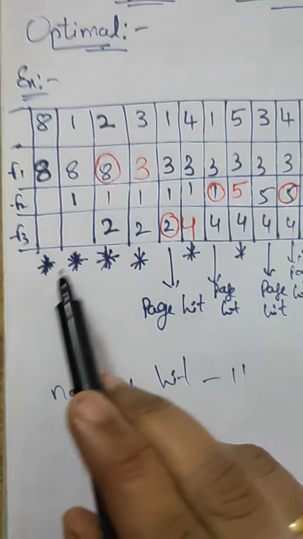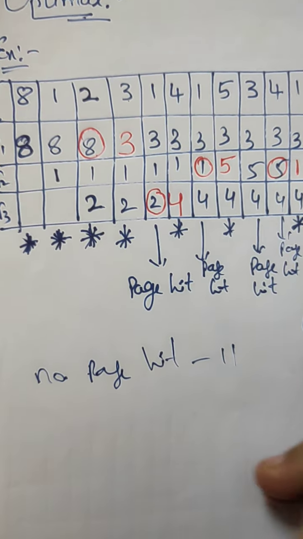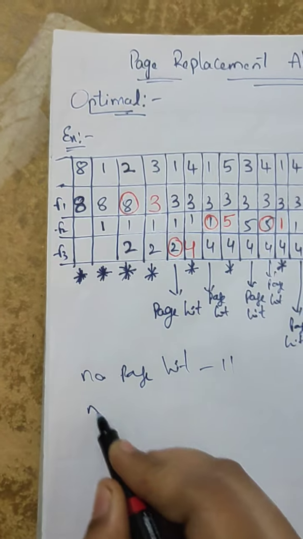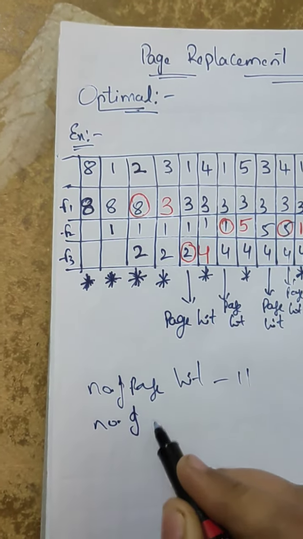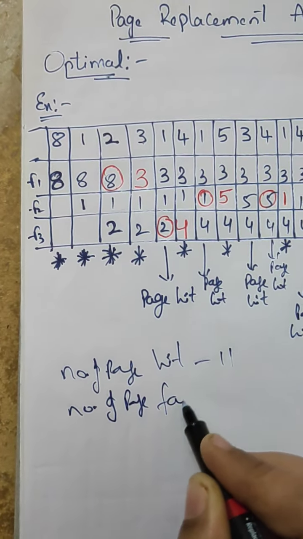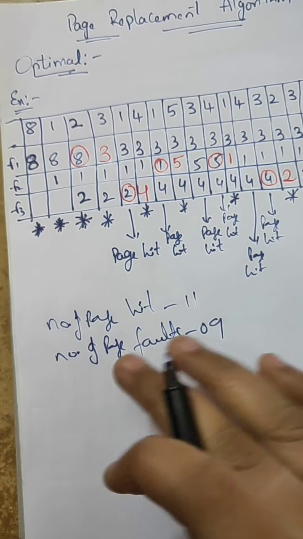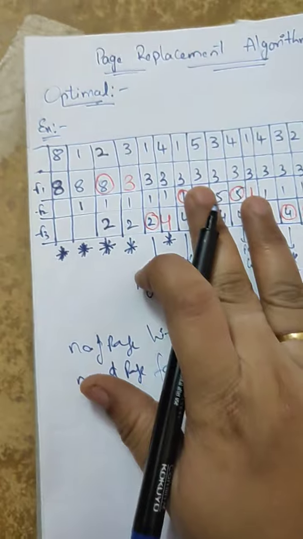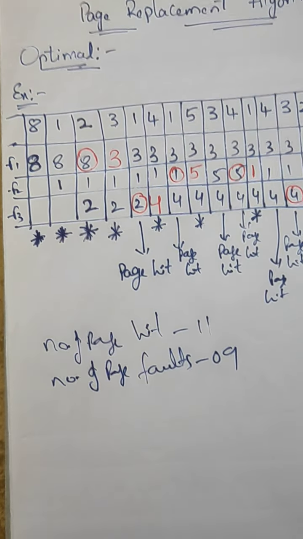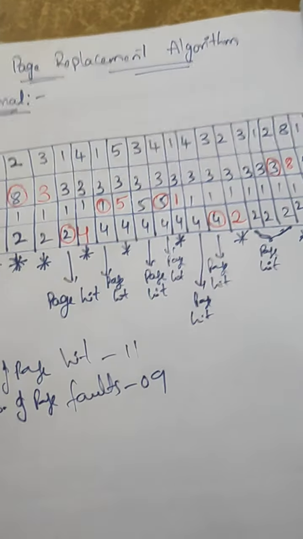Page faults means 1, 2, 3, 4, 5, 6, 7, 8, 9. The number of page faults is 9. Means we are going to decrease the page faults with the optimal. So that was the biggest advantage of this page replacement algorithm.